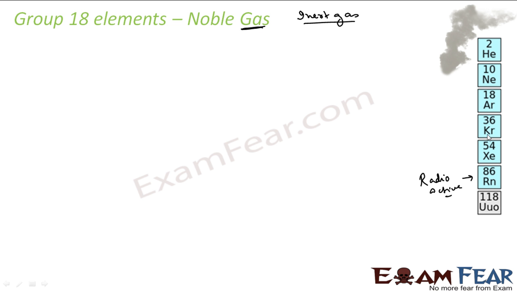Now since all the elements in this group are gases, they are called noble gases. Please note this is the only group where all the elements are gases, and so we use this term noble gas. Earlier it was called zero group, but now it is called noble gas group. All these are gases and the valence orbital in all these elements is completely filled, and that's why they are noble. They are not that much reactive.